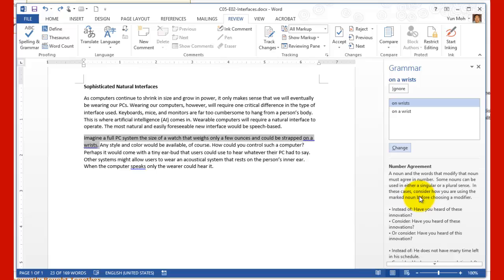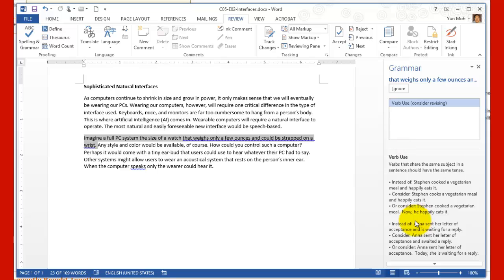So is it something to do here on article A? So strapped on a wrist. It should be wrist, singular, not plural. So there is a number argument disagreement. So it should be on a wrist. So select it and go ahead and change. Click on it. Okay.